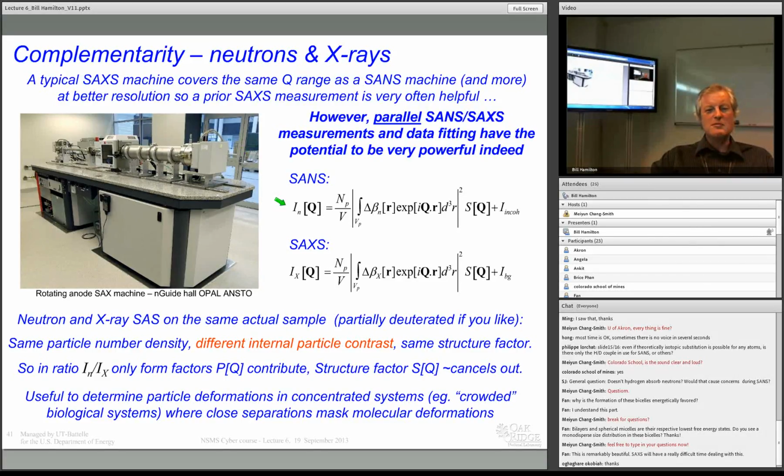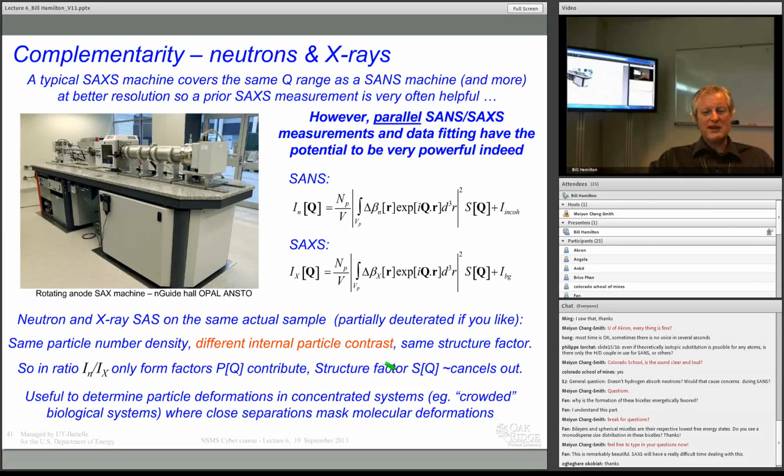If you put in the math, essentially for SANS you have the SANS form factor. For SAXS, you have the same number density, but you have a different form factor. Both of them have the same structure factor. They both have backgrounds of this sort, but you can chop them off. So if you put them together, and you can deuterate the solutions if you like, X-rays don't care, you get the same particle number density, same structure factor, but you get different internal particle contrast. So the structure factor will cancel out.